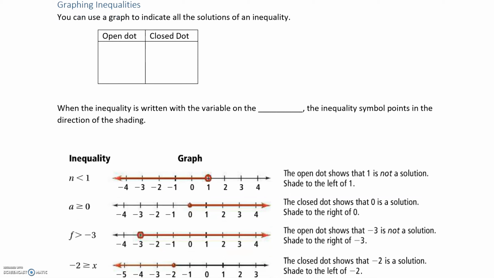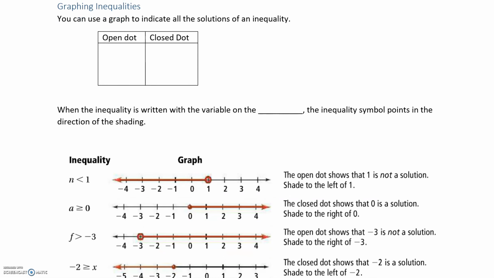Now we're going to look at graphing inequalities. So when we're using a graph to indicate inequalities, what we need to know is what an open dot and a closed dot means. So an open dot means that there's not an actual solution at that particular number. So not a solution, and a closed dot means that there is a solution. Okay, so an inequality is written with a variable on the number line.